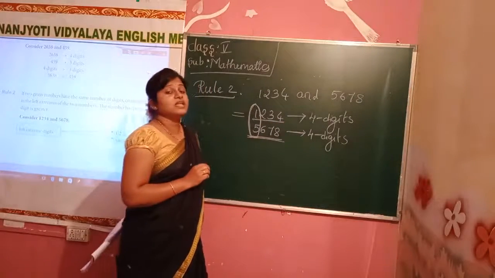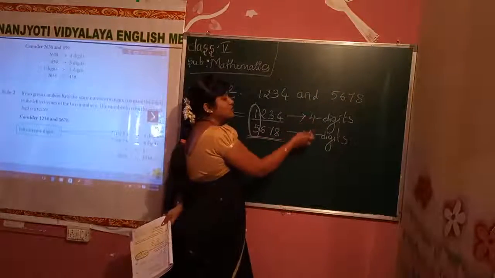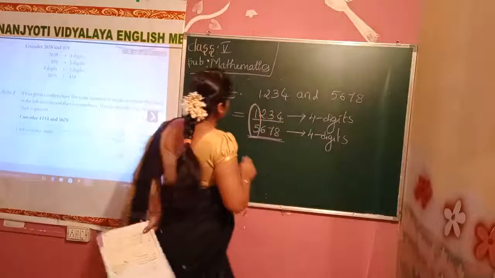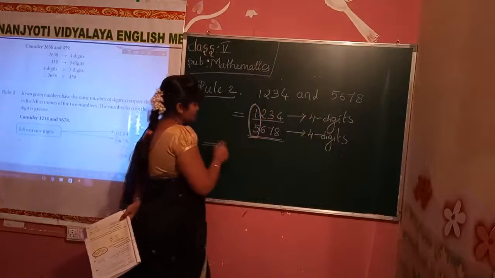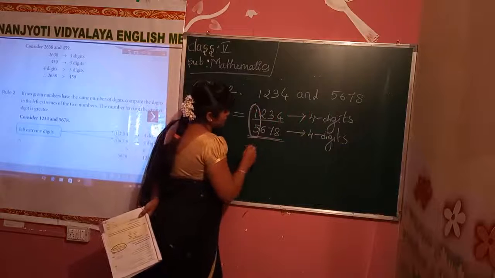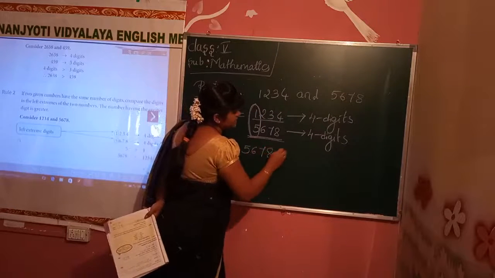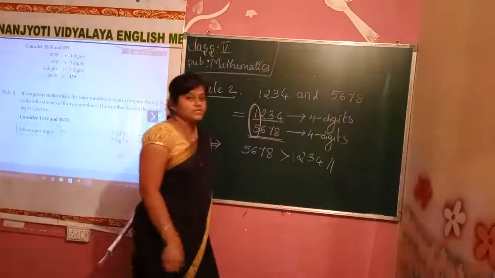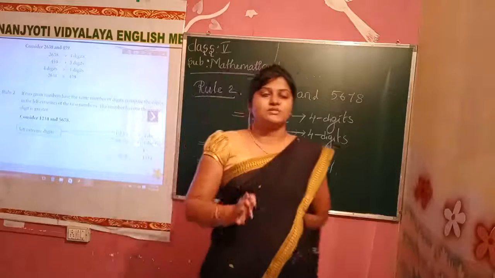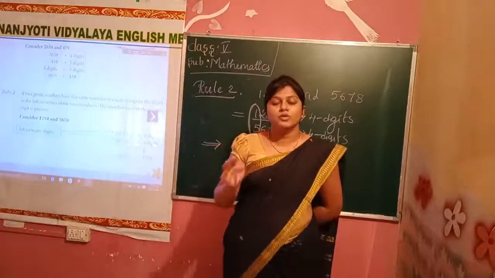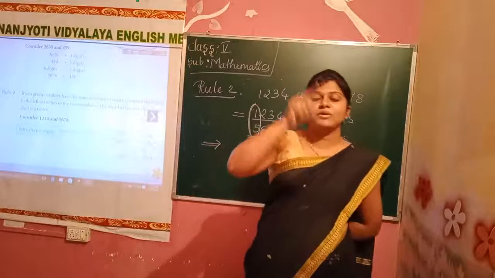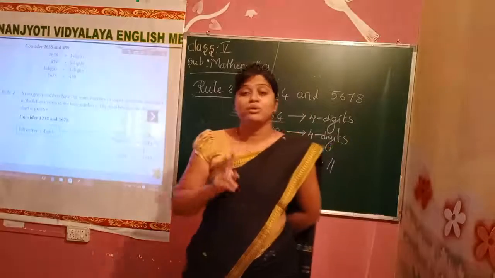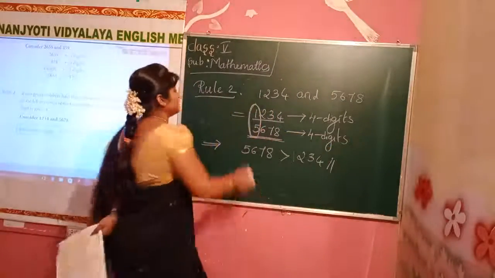Easily we can see. In which case? When both the numbers have the same number of digits. So 5 6 7 8 is greater than 1 2 3 4. When we have the same number of digits in both cases, we have to see the first digit and compare. That is Rule 2. Now we'll move on to Rule 3.